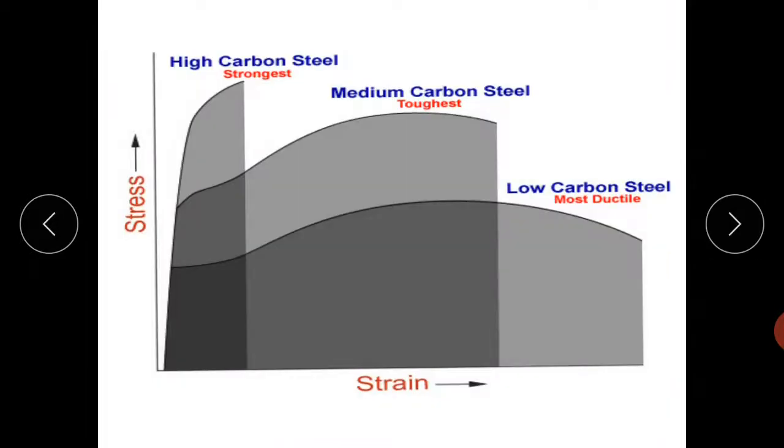So this is the graph which shows that as the carbon content increases, ductility decreases, so depending on that we can classify the steel as high carbon, that is strongest, toughest and least ductile.